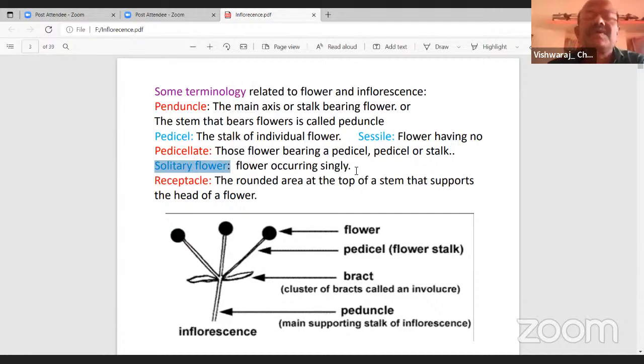But in some plants, only a single flower develops. China rose, lady's finger, dhatura have only single flowers. That is called solitary flowers: flowers occurring singly. Then receptacle: the rounded area at the top of the stem that supports the head of flowers. The best example is Tridax or sunflower. On this rounded area, numerous flowers develop. That is called receptacle.